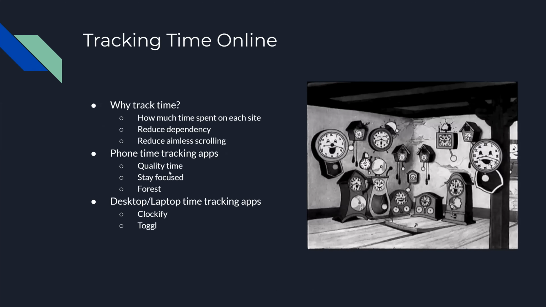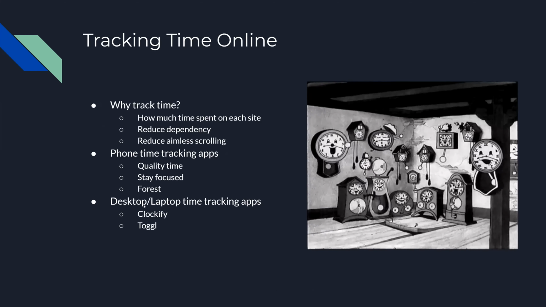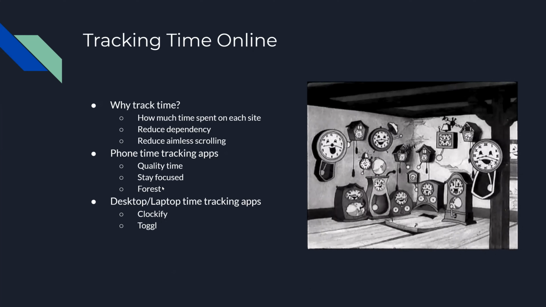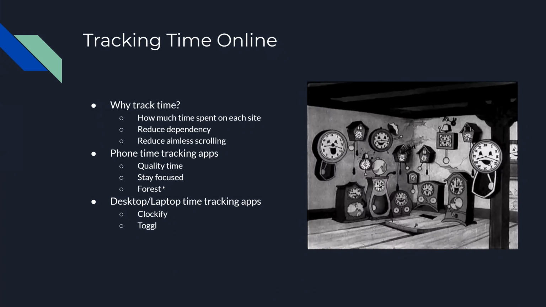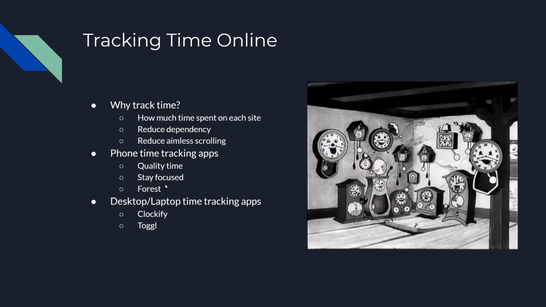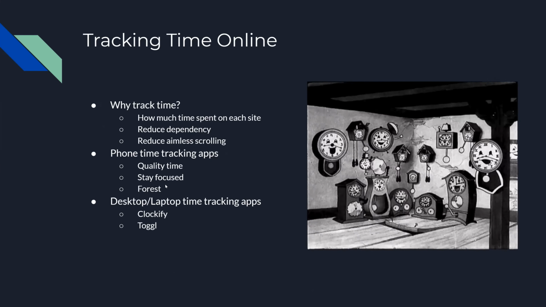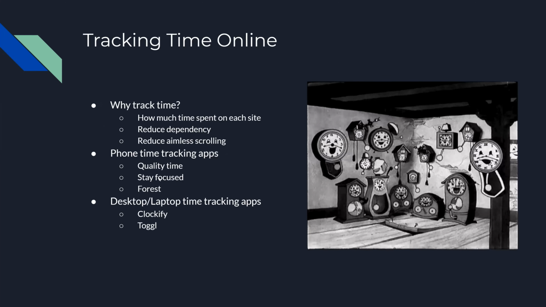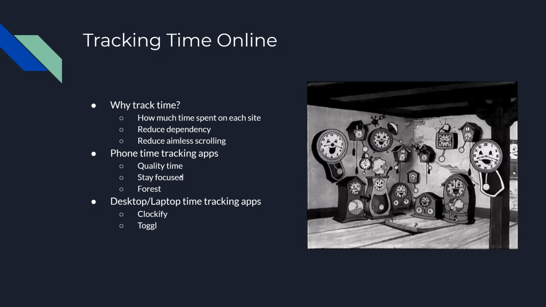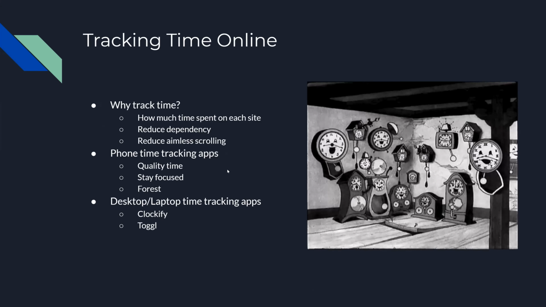And a few of the phone time tracking apps are Quality Time, Stay Focused, and an app called Forest. There are tons of different ones out there. The Forest one is one where, after you complete your goal of focusing and not going on your phone for whatever time period you set, you'll grow little trees and stuff. It's pretty cute. But Stay Focused and Quality Time also seem to work pretty well for helping people to regulate how much time they're spending on certain apps.